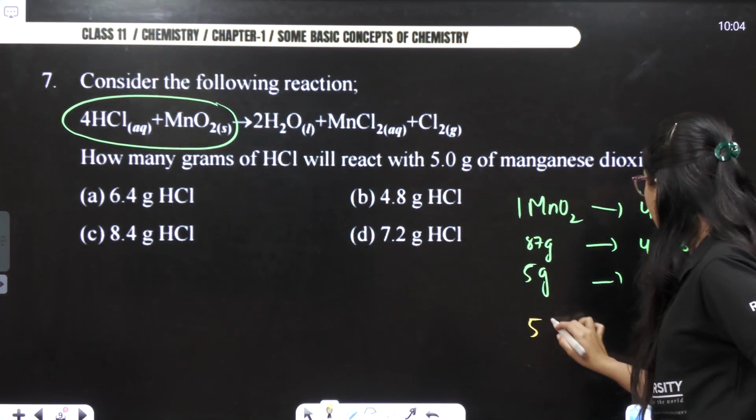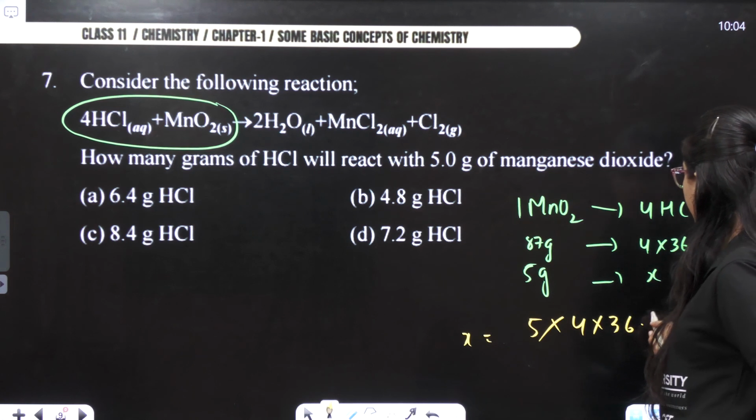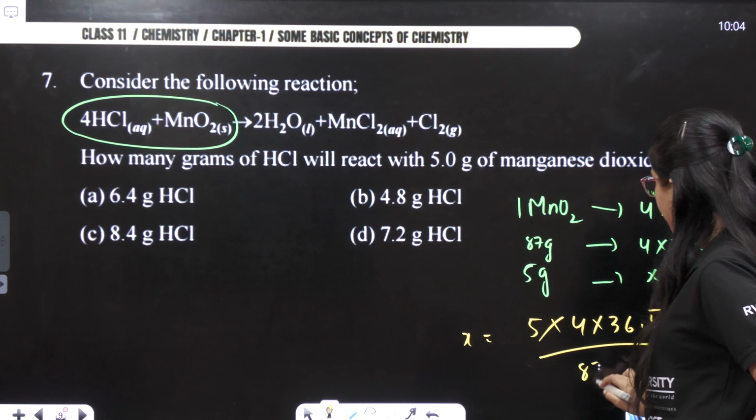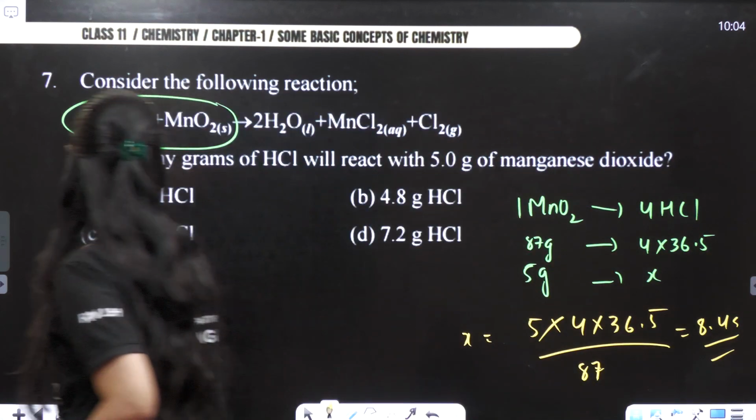So simply, X will be 5 into 4 into 36.5 divided by 87. So it will give you how much? 8.4 grams. So the correct option will be option number C.